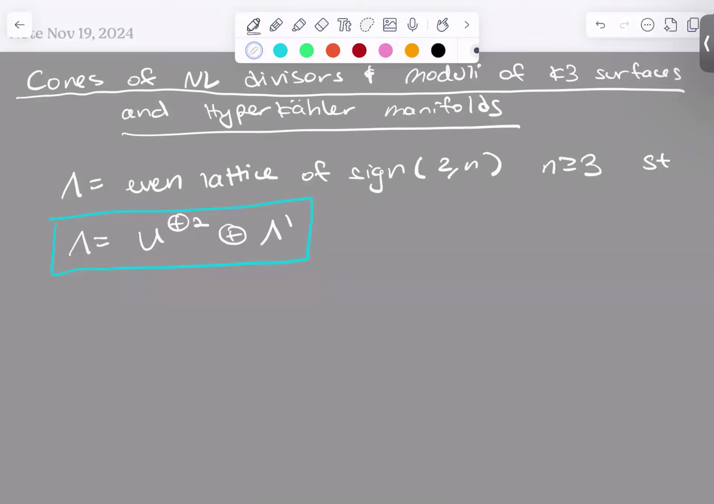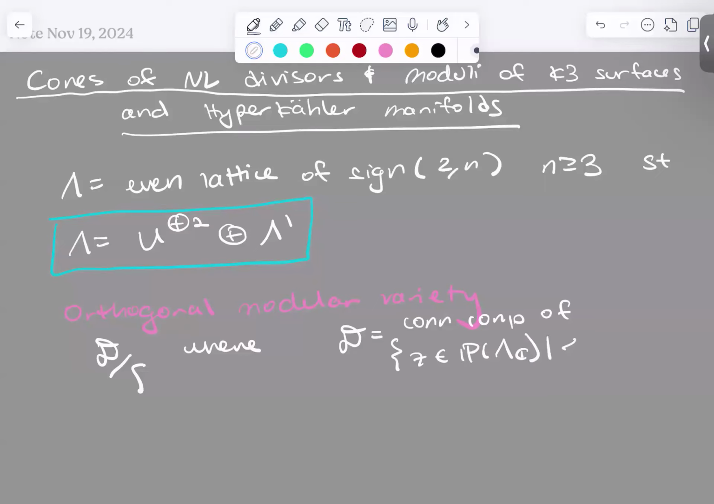And I want to consider what I'll call an orthogonal modular variety to be a quotient of the form D mod gamma, where D is a symmetric space, which is a connected component of the space of Z inside the projectivization of this lattice, such that Z paired with Z, using the quadratic form on the lattice, is 0 and Z bar is positive. Okay, and I'm going to say in a minute why this is the setting that I care about, at least from an algebraic geometry point of view.